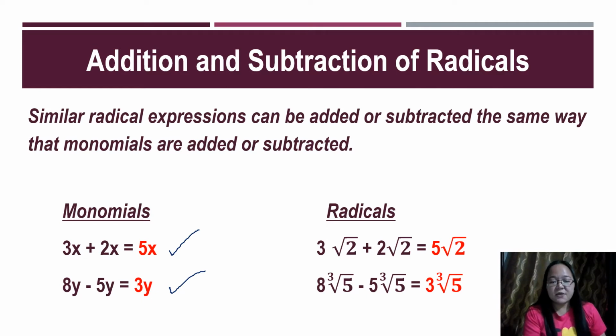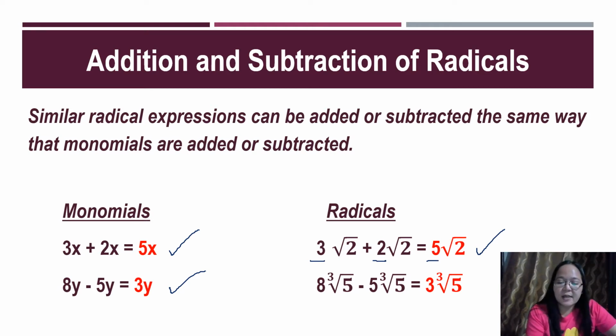Okay, let's have an example. Let's say we have 3 square root of 2 plus 2 square root of 2. The sum is 5 square root of 2. So if you will try to observe, we simply added the coefficients 3 and 2. That is why we got 5. And then copy square root of 2.